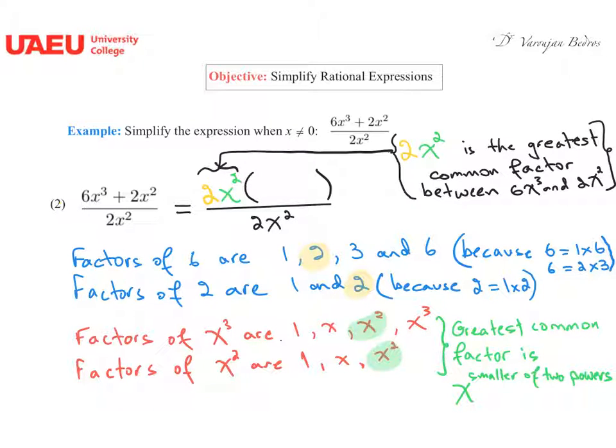We now write the terms inside the parentheses. 6 divided by 2 is 3. X power 3 divided by x squared is x. And 2 divided by 2 is 1. X squared divided by x squared is also 1. So it's 1 times 1, which is just 1. Before we do the simplification, please take a moment to check that the product here is the same as the given numerator.